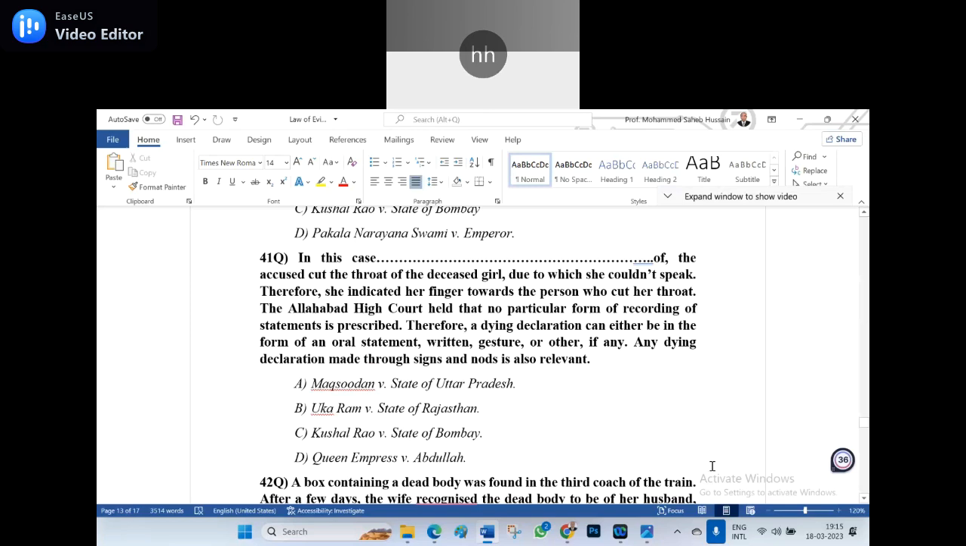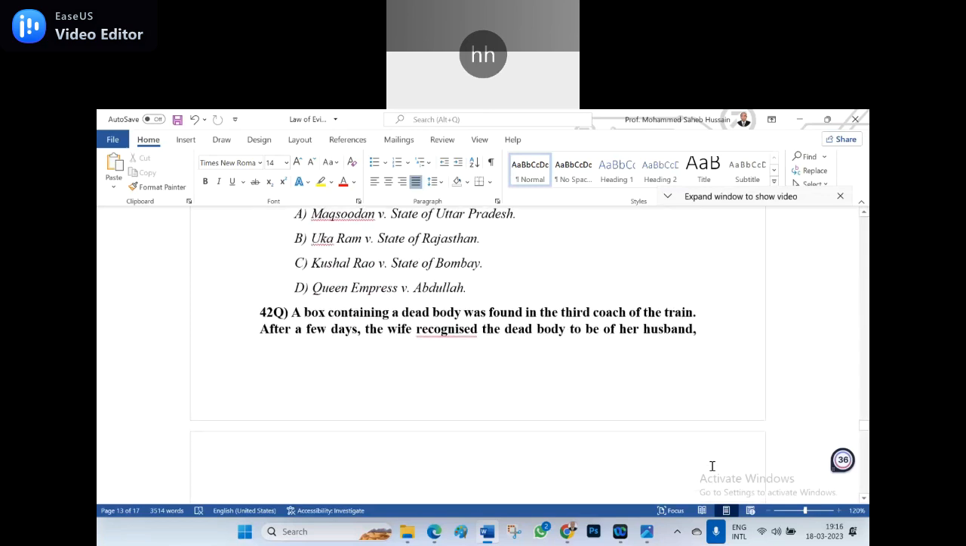Yes, sir. See, the throat was slit for the girl and she was not able to speak. Then she raised her finger and showed the person who cut her throat, slit her larynx. So even gestures and nods come under the dying declaration. Not necessarily should it be in oral form. Either make it oral form or written form or gesture form or nod form or body movement or demeanor, it will amount to a dying declaration.